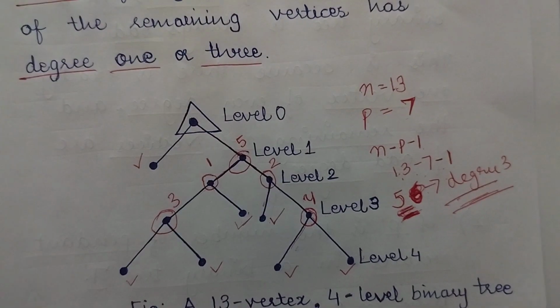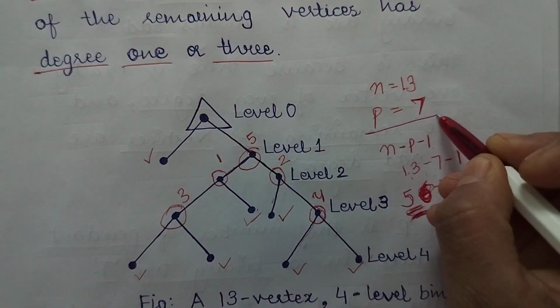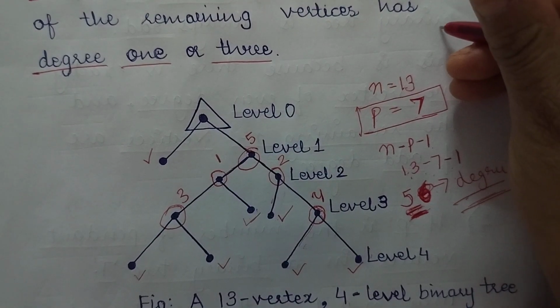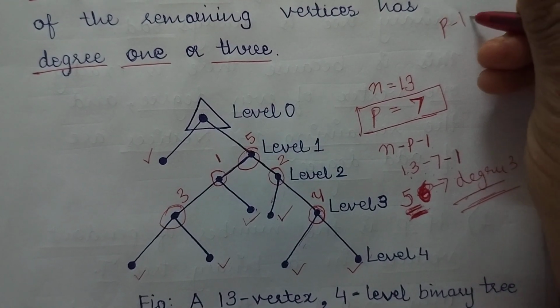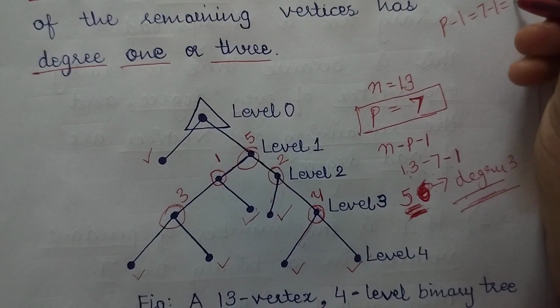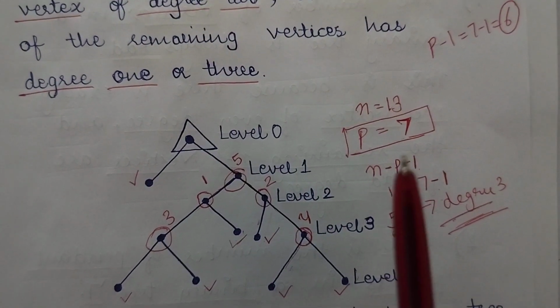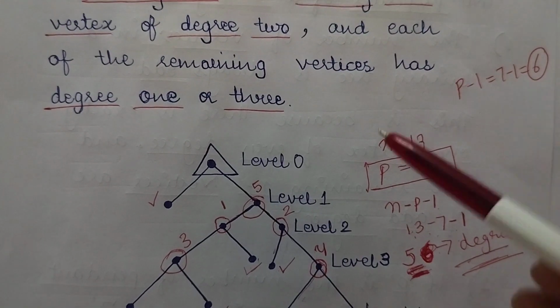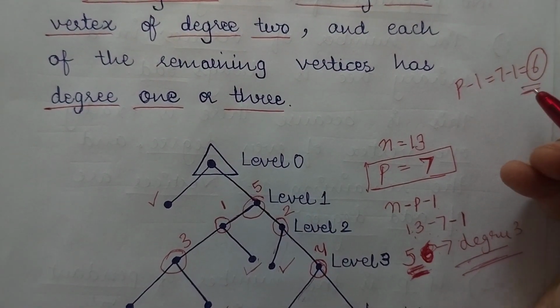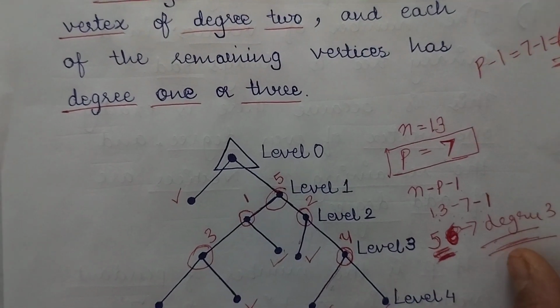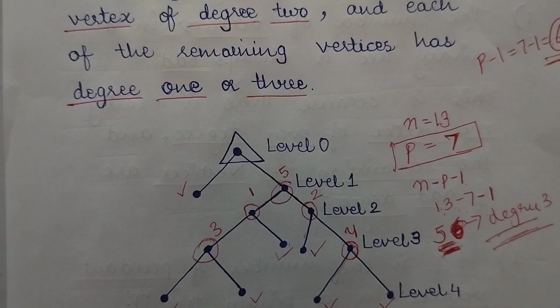Now clearly here the number of pendant vertices is 7. So how many internal vertices will you have? 1 less than the pendant vertices, which in this case is 7 minus 1, which is equal to 6. So that means we should have 6 internal vertices in this binary tree. Let's see. As I said, all other vertices except the pendant vertices are called the internal vertices. So how many internal vertices do I have?